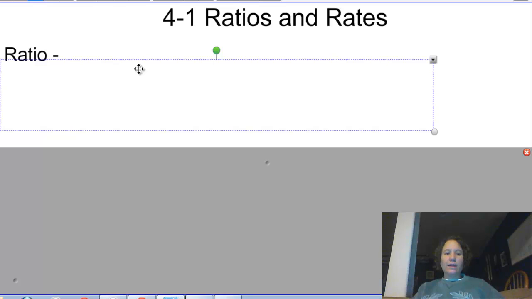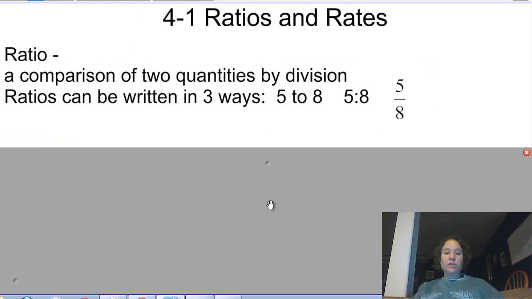So first of all, what is a ratio? A ratio is just any time I have a comparison of two quantities by division. Okay, so you have to be comparing two amounts of things.